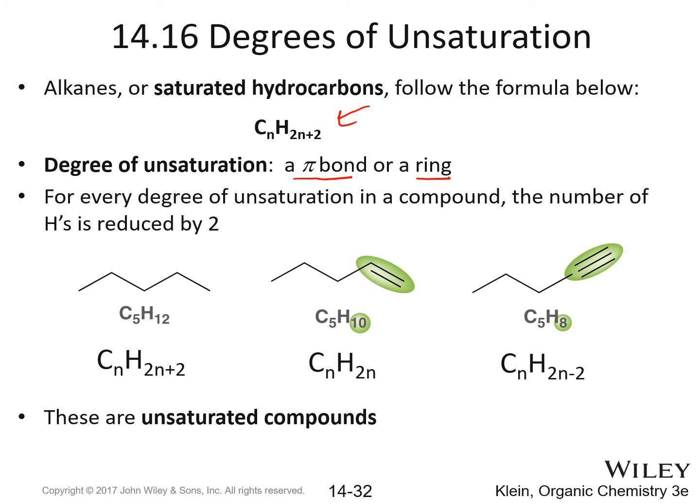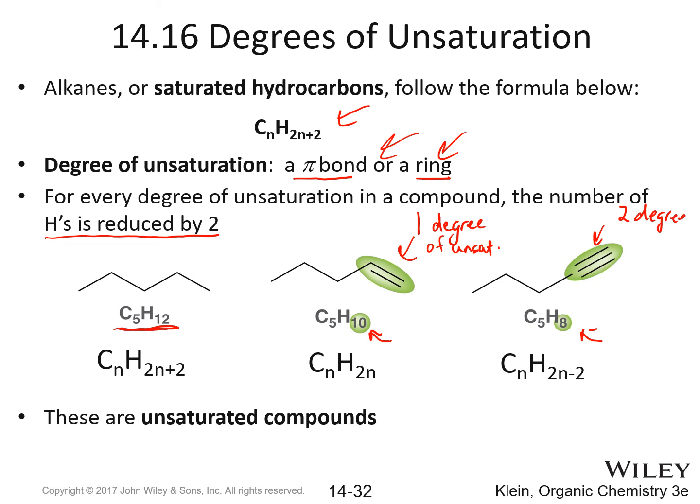So by understanding the degree of unsaturation, we can determine if we have any of the possible structural features. So each degree of unsaturation simply means that the number of hydrogens is reduced by 2. Let's take a look. If we have a fully saturated alkane, C5H12, and we take 2 hydrogens away, C5H10, then we have a single degree of unsaturation. If we take 2 more hydrogens away to give us C5H8, then we have 2 degrees of unsaturation. So anything that has a pi bond is considered an unsaturated compound.